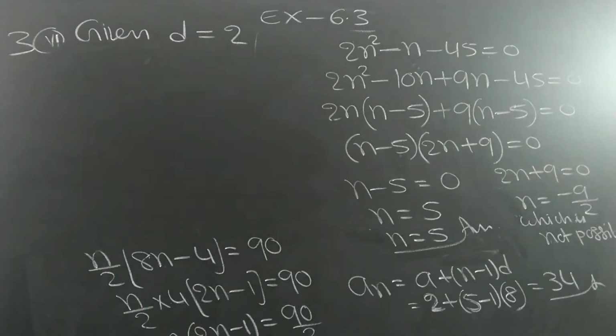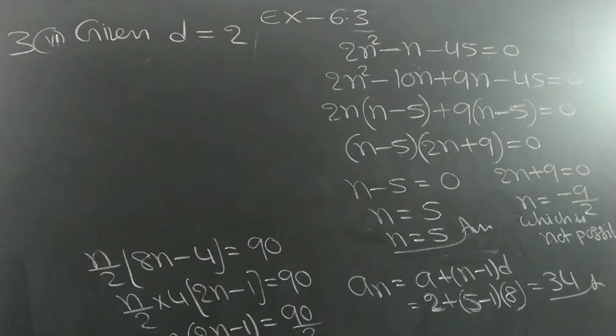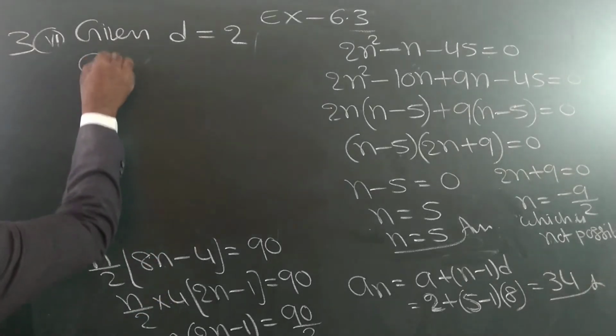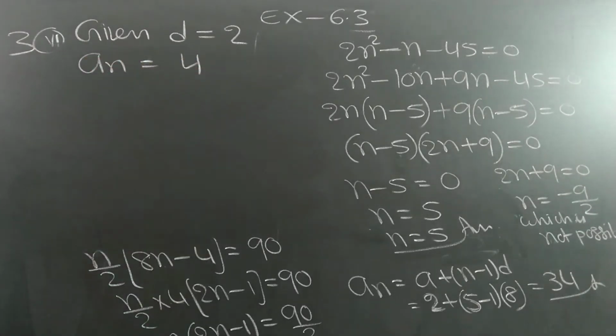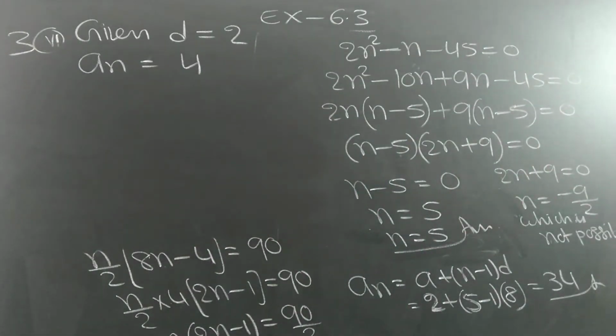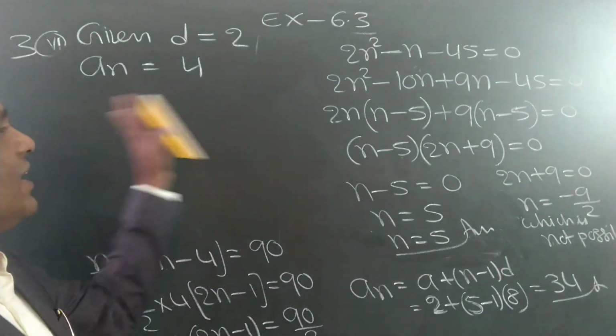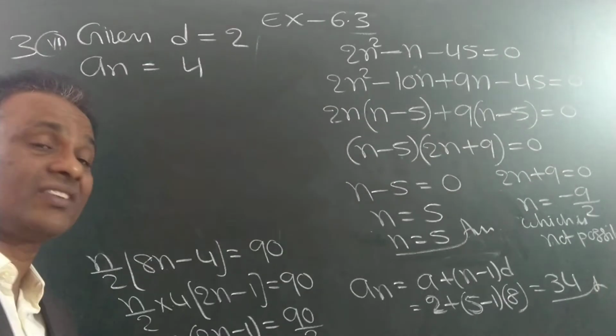Sixth bit: D is 2, AN is equal to 4, SN is equal to minus 14. Find N and A. Very important questions and a little difficult also. But understanding the question is very easy because no theory, just values are given. We can easily understand, but simplification is a little difficult.